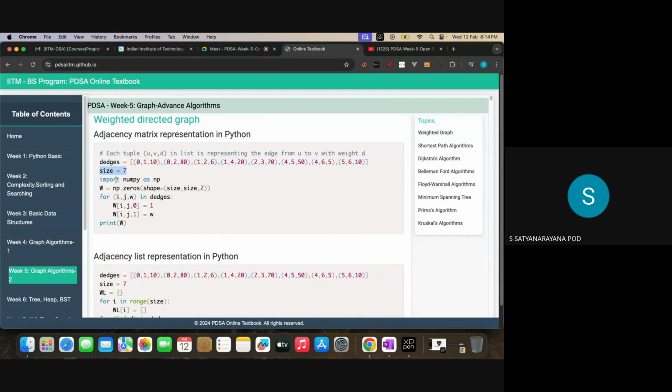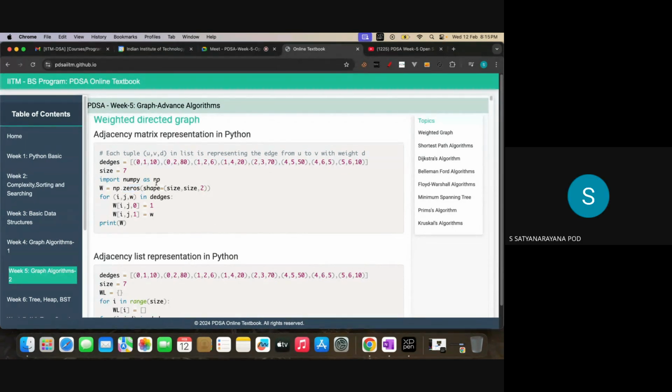Now they are importing the NumPy library, creating NumPy arrays. The NumPy arrays are very simple. We are defining just the dimension and it creates. So now they are creating an array called W with all initially zeros. Is it clear that the matrix is created with zeros? Is it right?